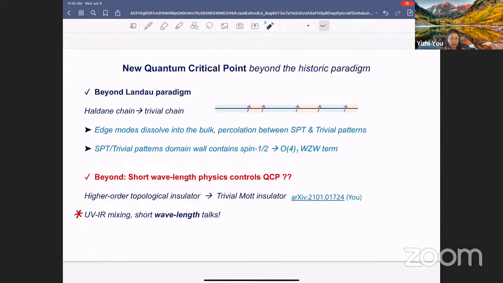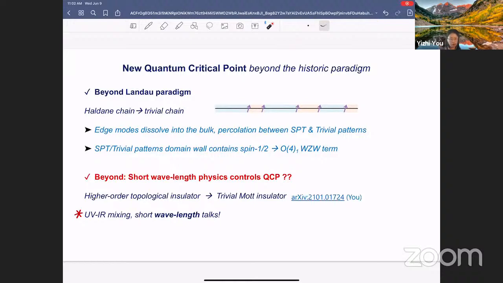Okay. So now we have shown a pictorial way to understand the Haldane chain to trivial chain phase transition. And here, from this pictorial argument, we know that a quantum critical point is affected by the nearby phases because the previous theta term now becomes the Wess-Zumino-Witten term, which can potentially change the universality of the quantum critical point. So this critical point of the Haldane phase versus trivial phase is described by the SU2 level one Wess-Zumino-Witten theory. And the next question we want to answer is, can we go into higher dimension and find a similar quantum critical point between some type of SPT phase versus a trivial phase?